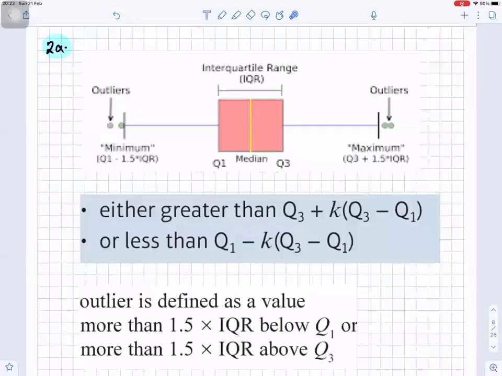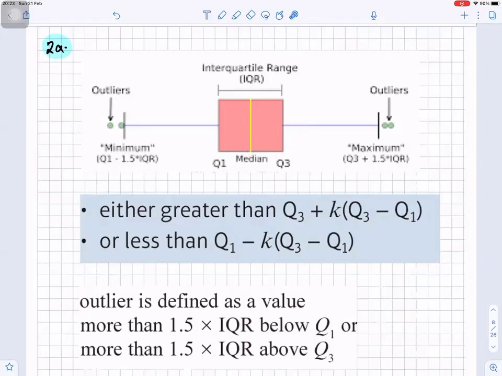So for question 2A, that's what a box plot looks like. You have an outlier. It can be at this end. You can have an outlier at the other end. You have a minimum value. You have a maximum value. You have the interquartile range, which is the difference between lower quarter and upper quarter. And then you have the median.